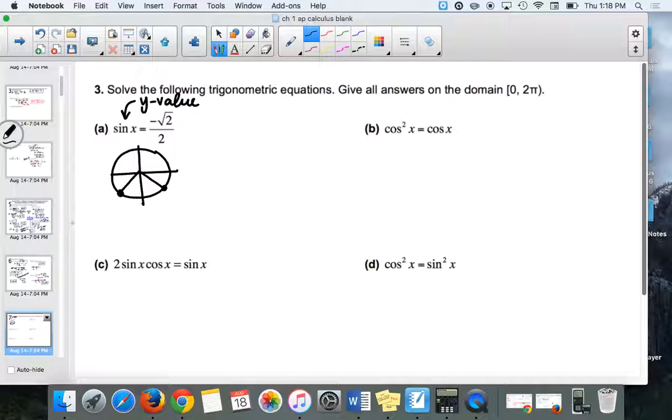Do you remember what those values are? 5 pi over 4. Ethan. Yes, x equals 5 pi over 4 and 7 pi over 4. Correct. Good job.